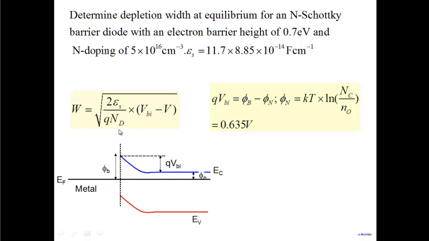NC, do people remember how much it is? At least the order you have to remember. 10 power? No. In centimeter cube or meter cube? Centimeter cube. 10 power 21 is wrong. It is 10 power 19 for silicon. Let's keep that number in mind: 2.8 into 10 power 19. So 10 power 19 is a number that you all must keep in mind at least. 2.8 you may forget. So 10 power 19 is the density of states.